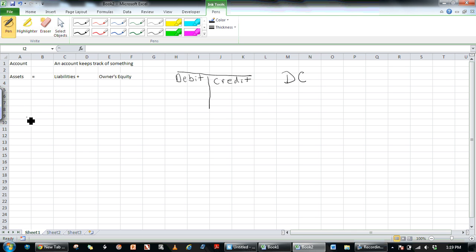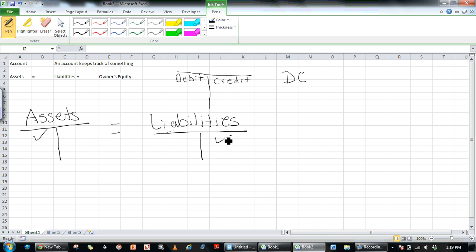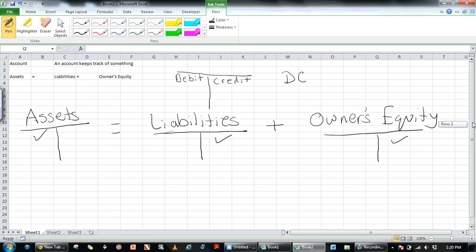we know that all the assets always increase on the left side, right? Then we know that all the liabilities increase on the right side. You can remember this simply by remembering that assets are on the left side of the equal sign, liabilities are on the right side of the equal sign, so it increases on the right side. And owner's equity also on the right side. So all the owner's equity accounts will increase on the right side, right? So this way you can remember that.